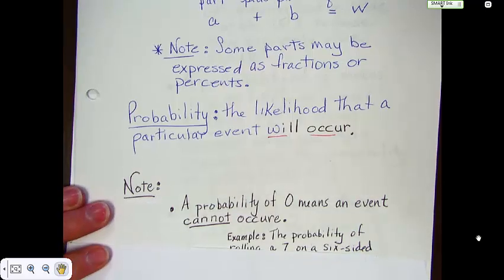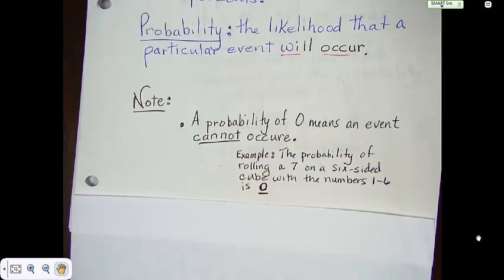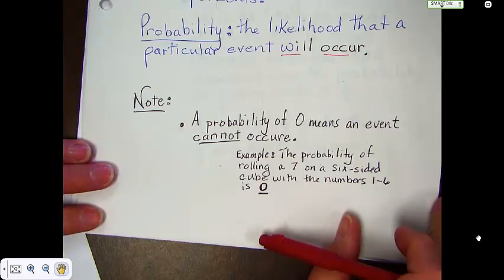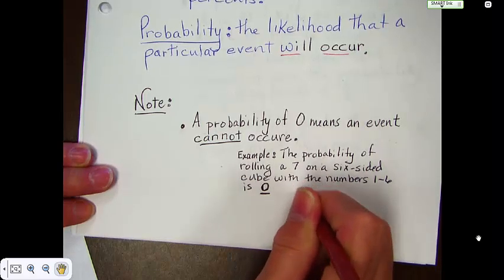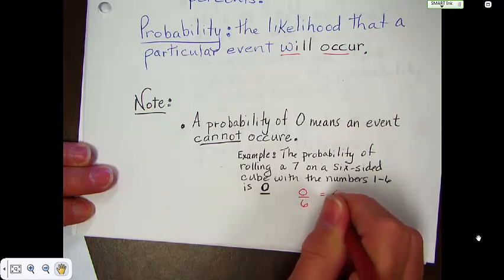Now, a note. These are important, and I want these in your notes. Probability of 0 means that an event cannot occur. Example, the probability of rolling a 7 on a 6-sided cube with the numbers 1 through 6, that's 0. Why is that 0? Because there is no 7 on a 6-sided cube with the numbers 1 through 6. So you would write it as 0 out of 6 because there's no 7 on a 6-sided dice.